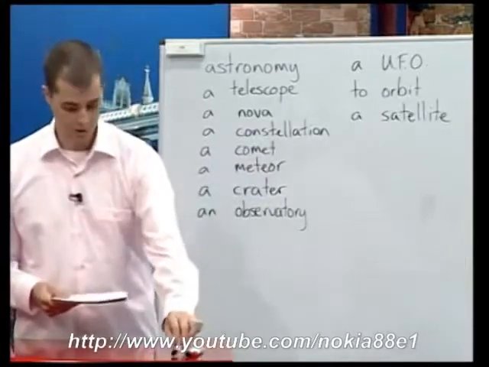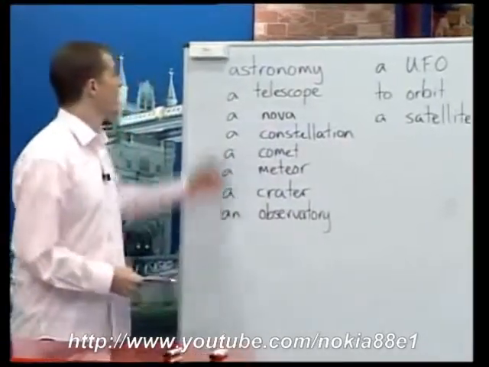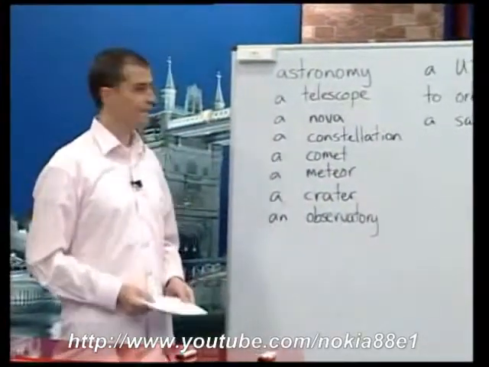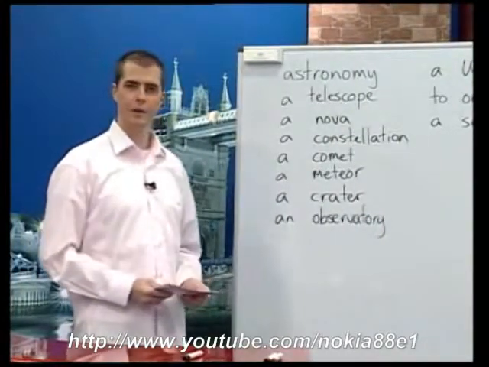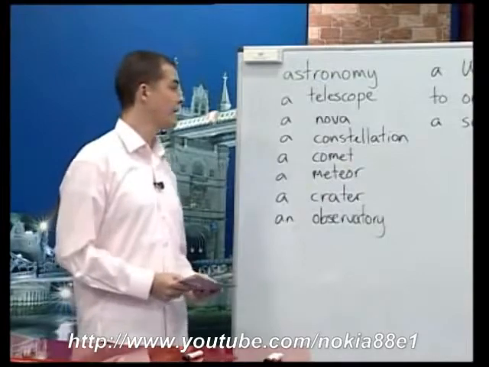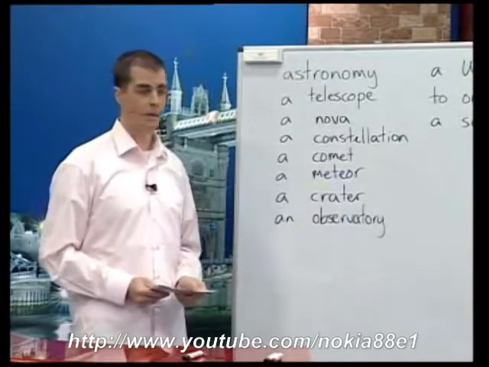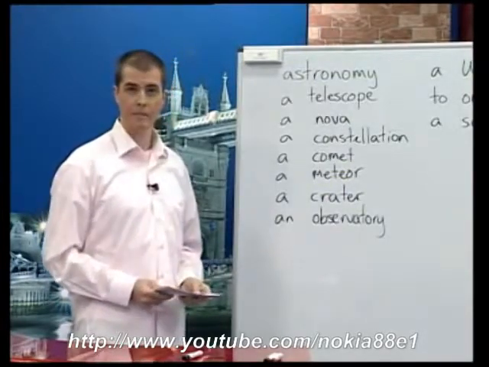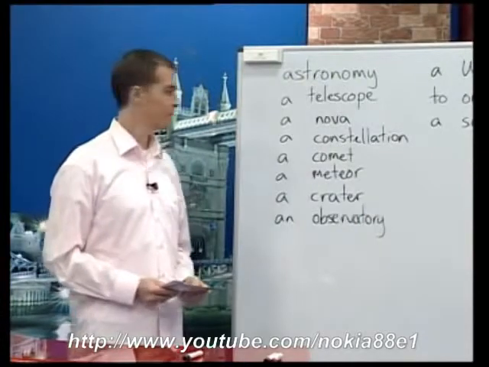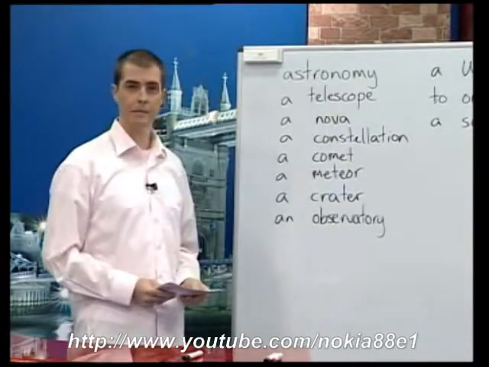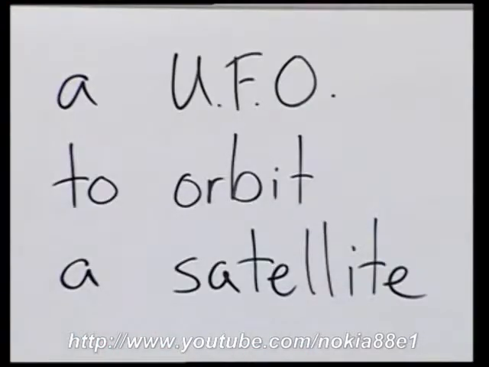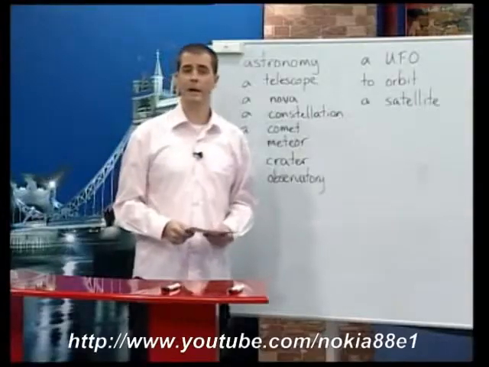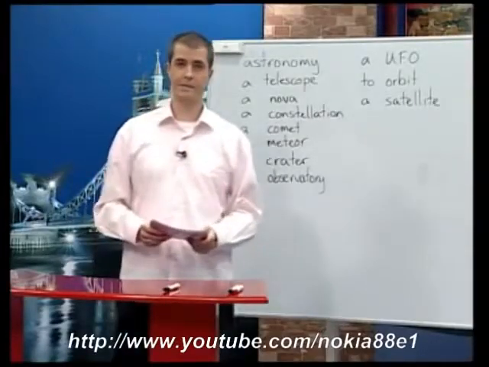Let's review these words. Astronomy. A telescope. A nova. And a constellation. A comet, a meteor, a crater, an observatory. A UFO, the verb to orbit, and finally, a satellite.